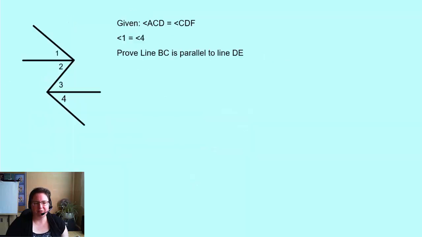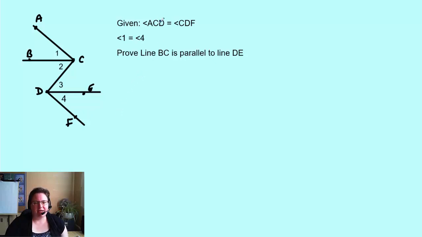Let's look at another example. And this one is a little bit different because you've got numbers inside the angles. And let's give it some letter points as well: A, B, C, D, E, and F.